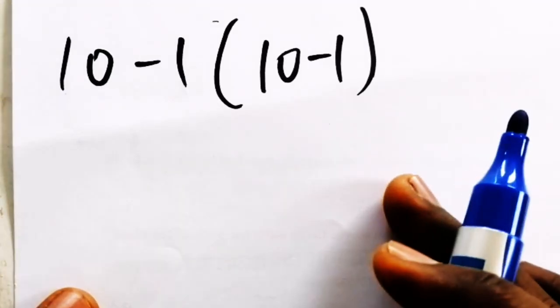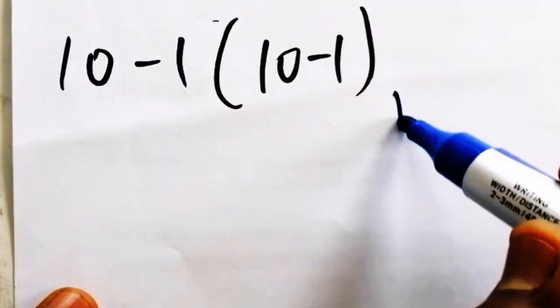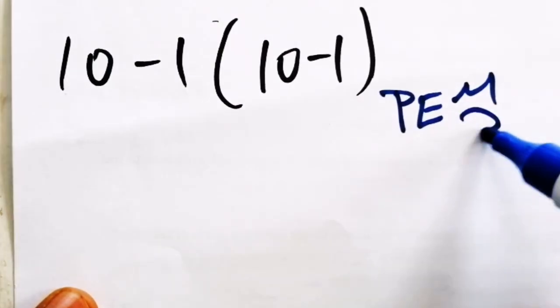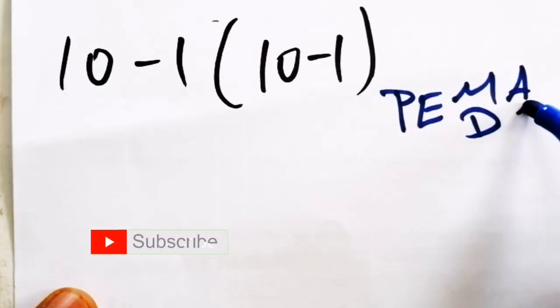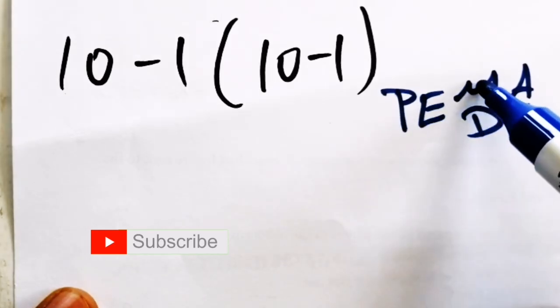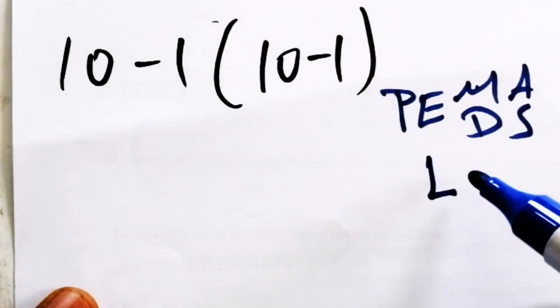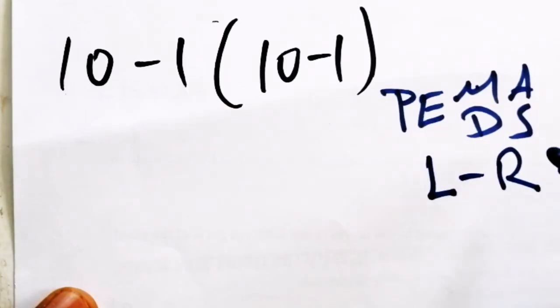Because according to the order of operations, PEMDAS, first we have to do parentheses, then exponents, multiplication or division, and finally addition or subtraction. Remember that multiplication and division have equal priority. We have to work from left to right. The same applies to addition and subtraction.